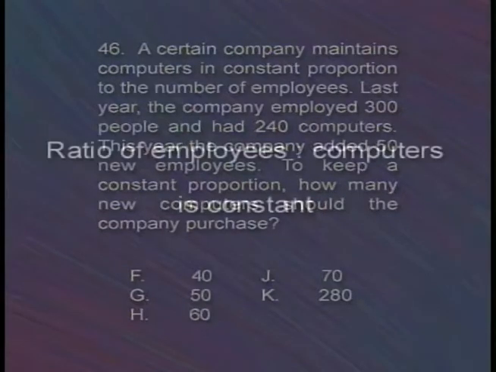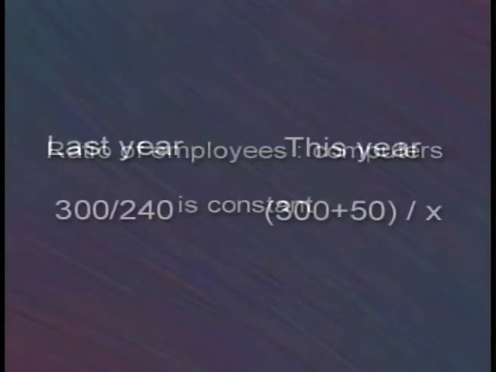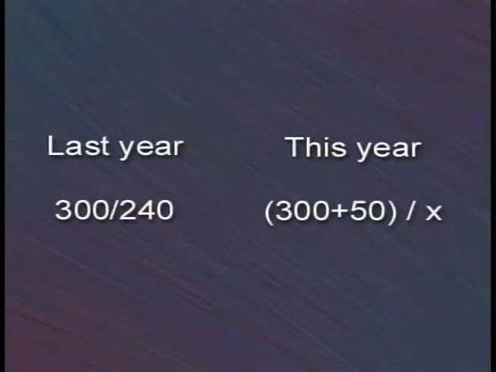A constant proportion means that the ratio of employees to computers remains the same. Let's set up the ratio of employees to computers. For the first year, the ratio is 300 employees to 240 computers. For the next year, it's 50 new employees, or 350 people. Remember to add 50 to 300, to an unknown amount of computers.